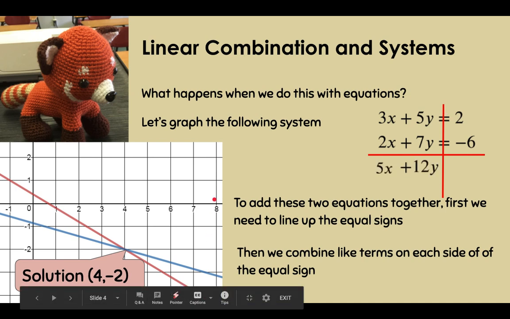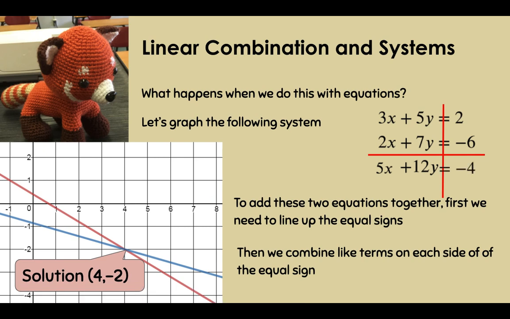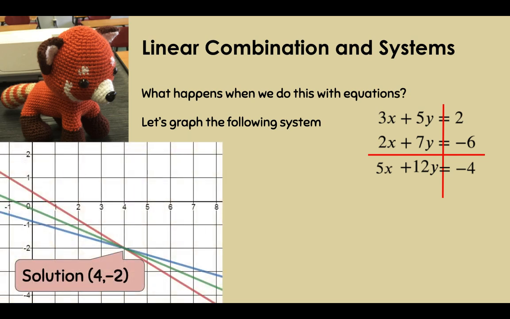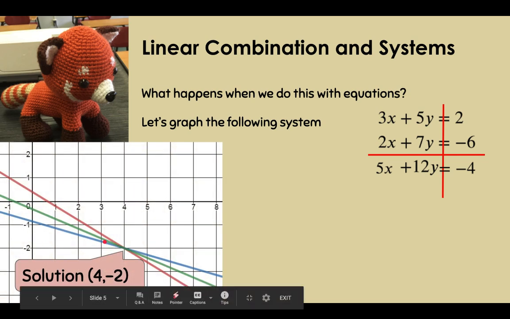So we kind of go ahead. 3 plus 2 is 5. 5 plus 7 is 12. 2 plus a -6 is a -4. That gives me my new equation. When I add those two equations, 5x plus 12y equals -4. What good does that do me, right? But if you graph this new equation, you notice it also goes through the point (4, -2).